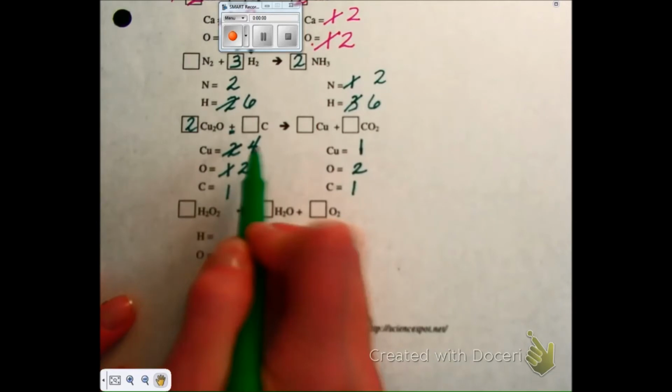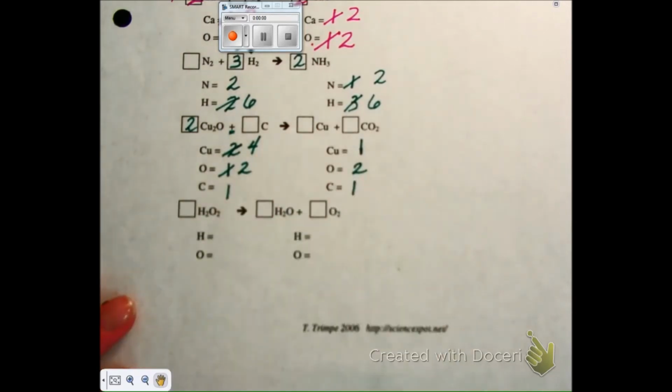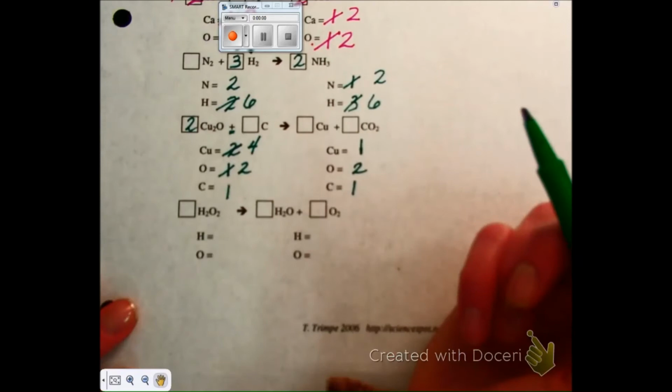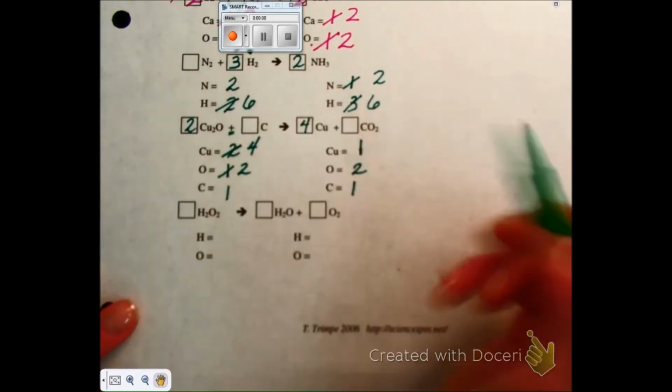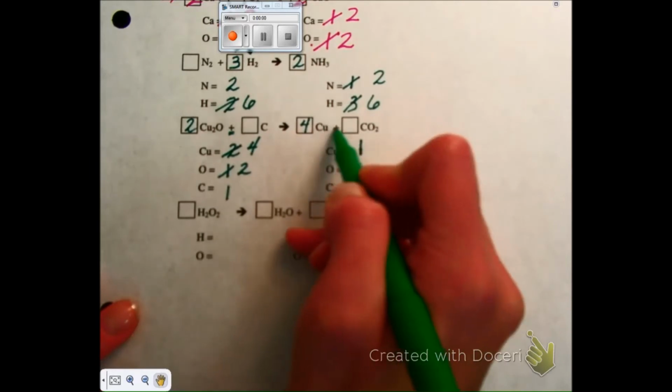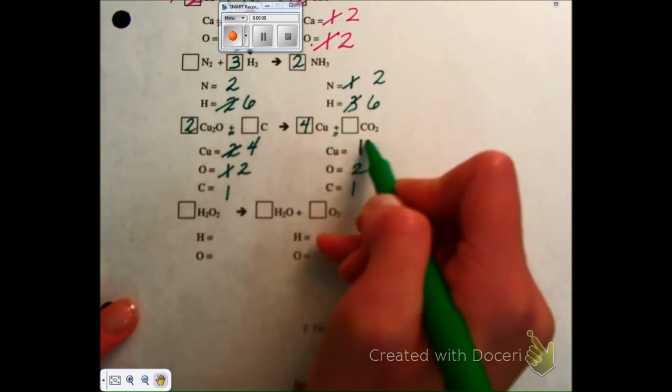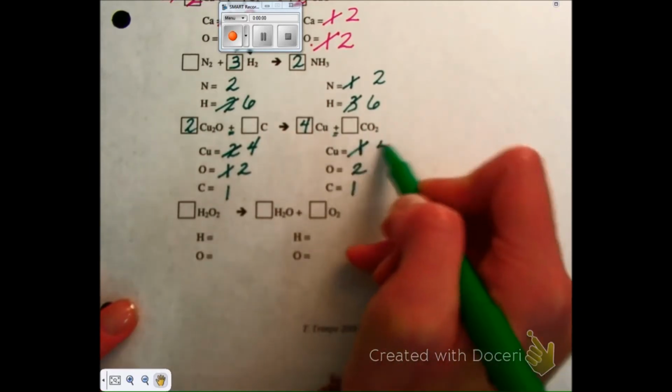We have 4 here. We need 4 on our product side. This is a pretty simple fix. Lily, what do you think we should do? Fantastic. Where are we going to add that? In front of copper on our product side. And that only affects copper. It doesn't jump over the plus sign. So we can recount. Very good.